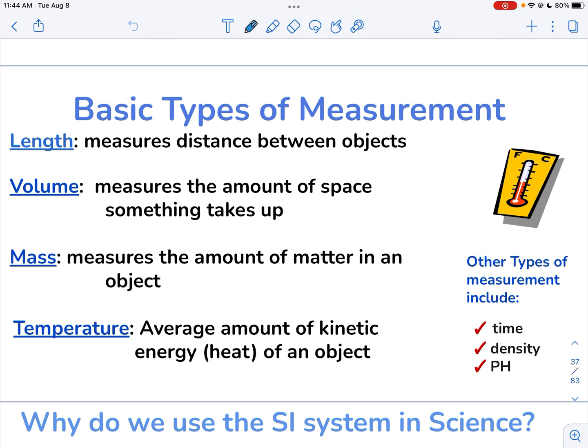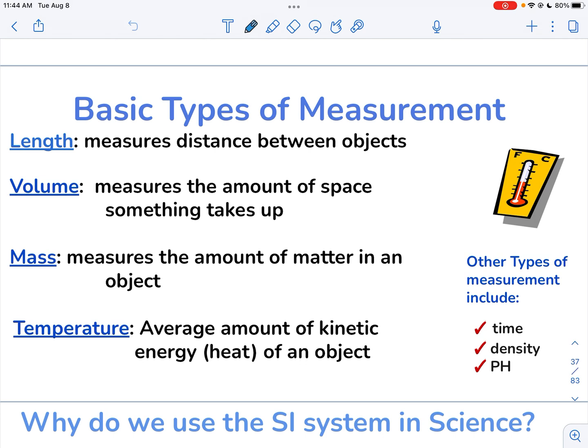So the first thing is the different basic types of measurements that we're gonna use in this class. And we've already been using a few of them. We've already used volume and mass in the accuracy and precision lab. So we are going to talk about the ways that we take these measurements and specifically the units that we use.